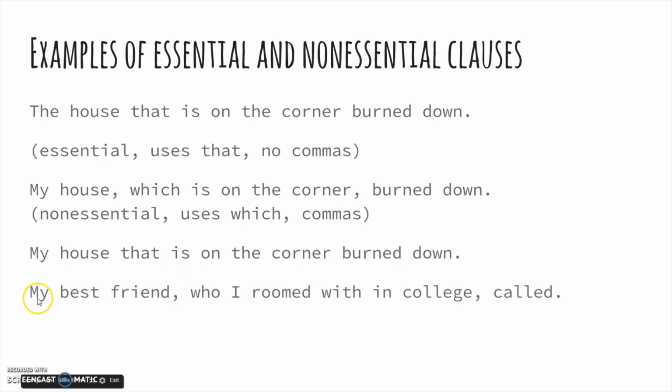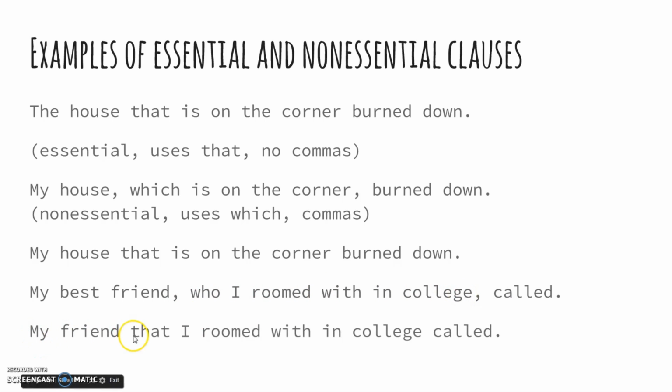So, another example. My best friend called. You wouldn't say which best friend. My best friend, who I roomed with in college, called. Okay, so this is an example of a non-essential clause. That's why I'm using commas, because if I take this out, you don't say which best friend.